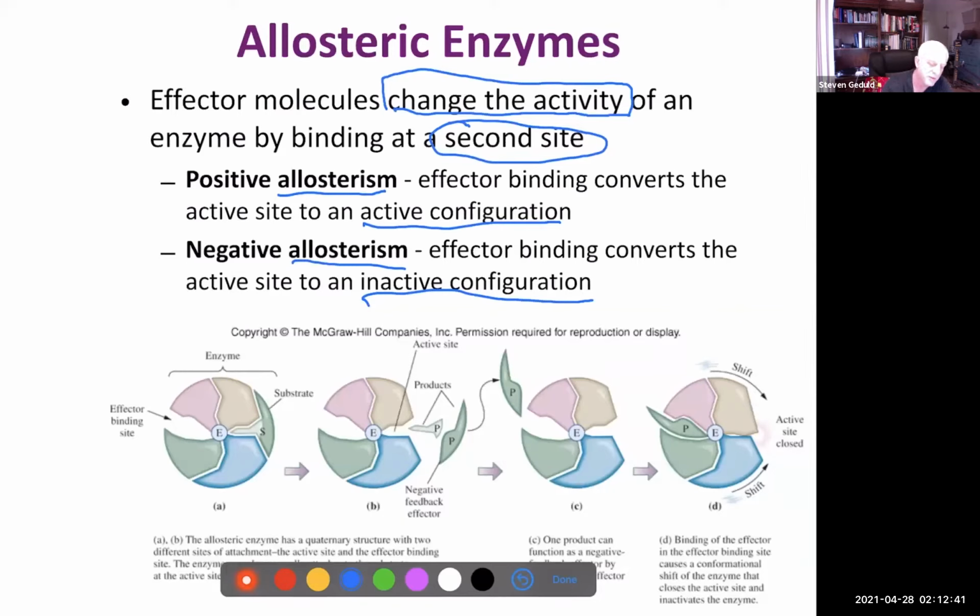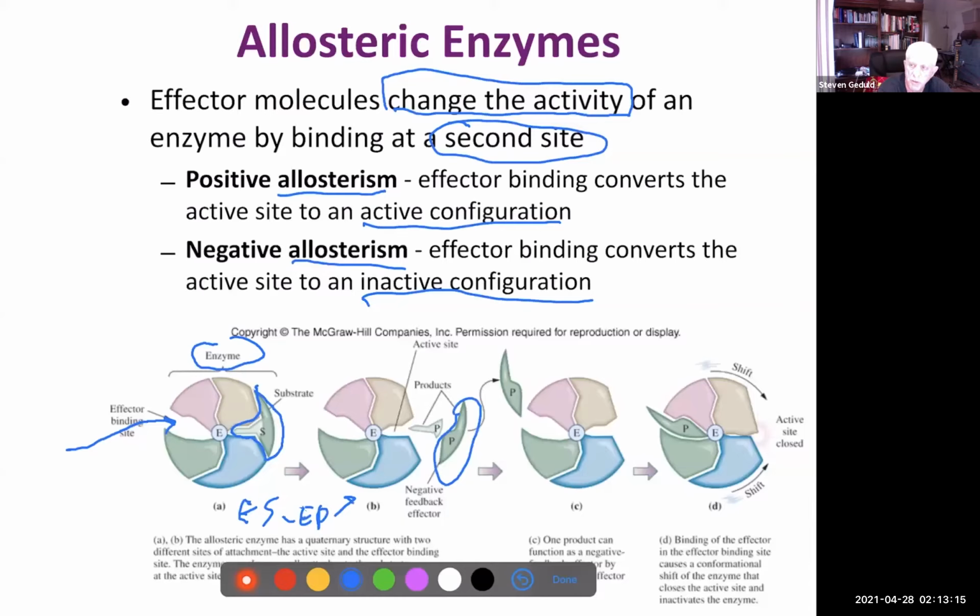All right, so this is your enzyme right here. This is the effector binding site. This is the active site where the substrate binds. Now, the substrate binds to the enzyme, and you get your enzyme substrate complex, which you have here. Then this turns into an enzyme product complex, and then the product is released. The substrate turns into the product.